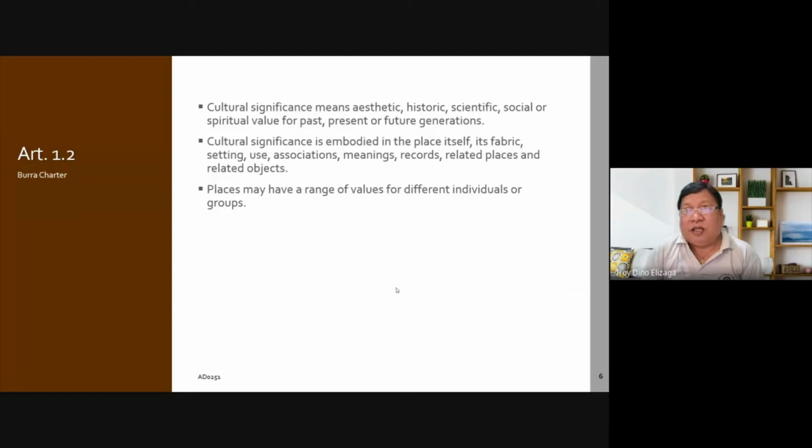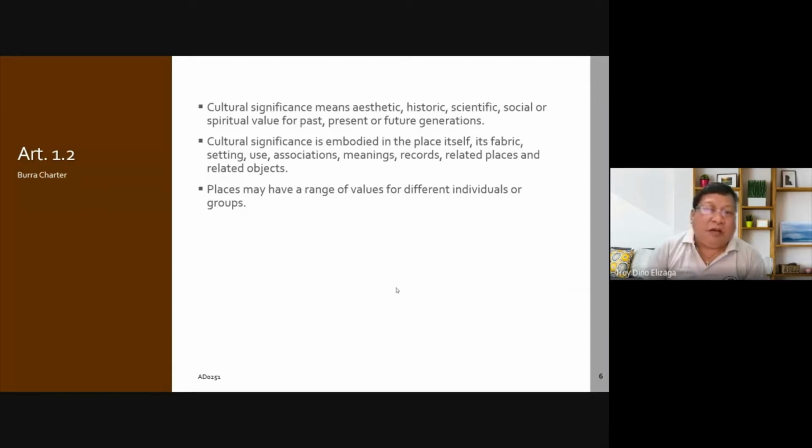So the concern of heritage conservation is not limited only to the past. Therefore, it's always wrong to say that conservation is backward looking or anti-development because it is fixated on the past only and not thinking of our concerns in the present or in the future.